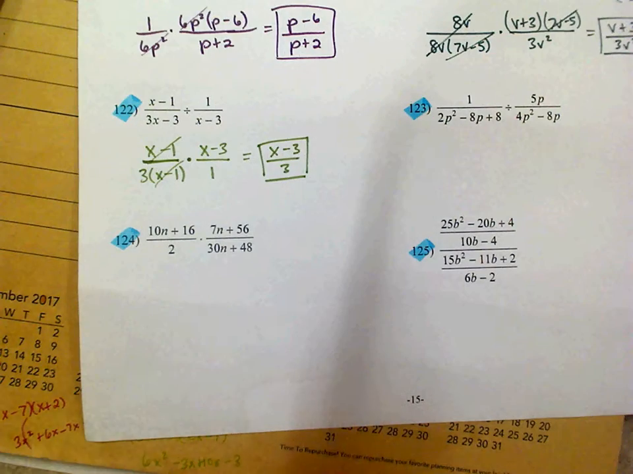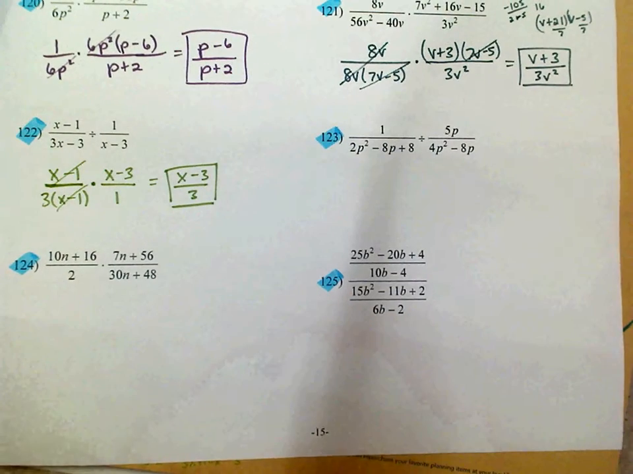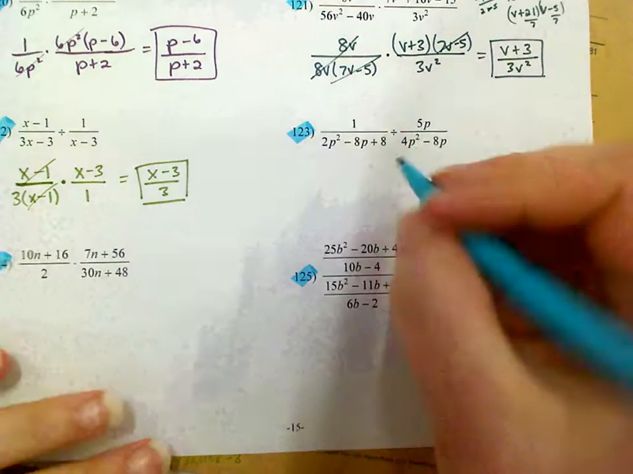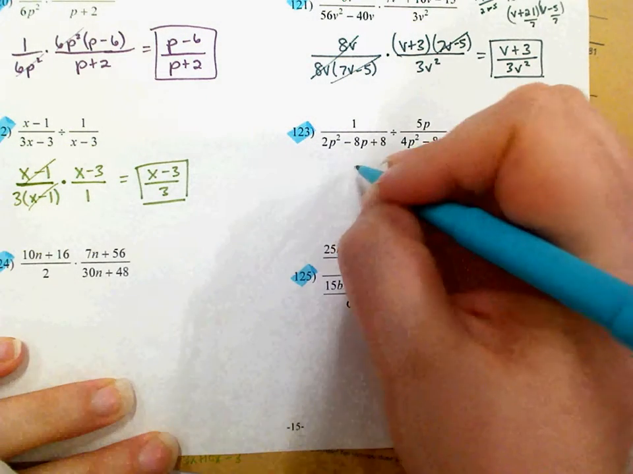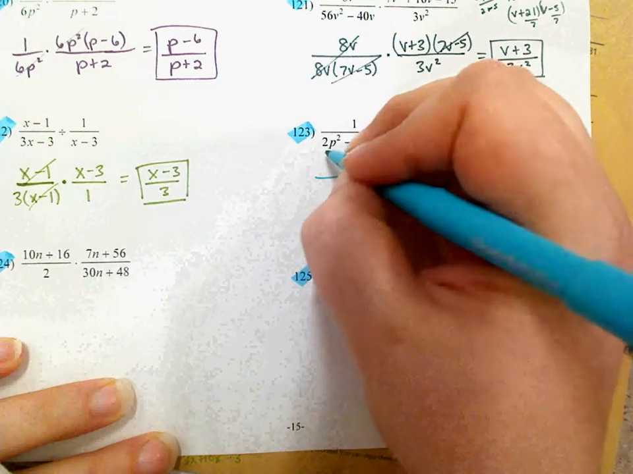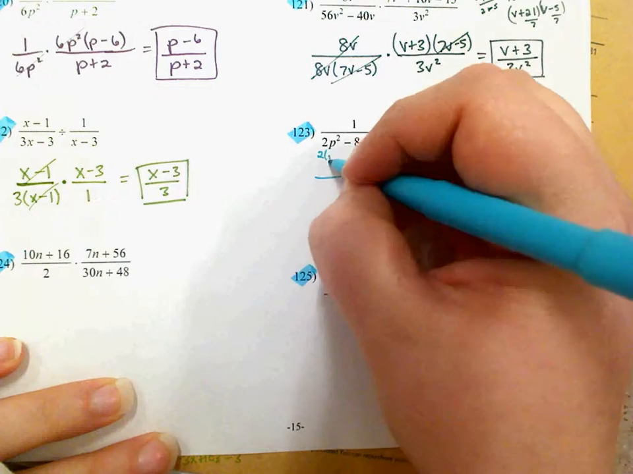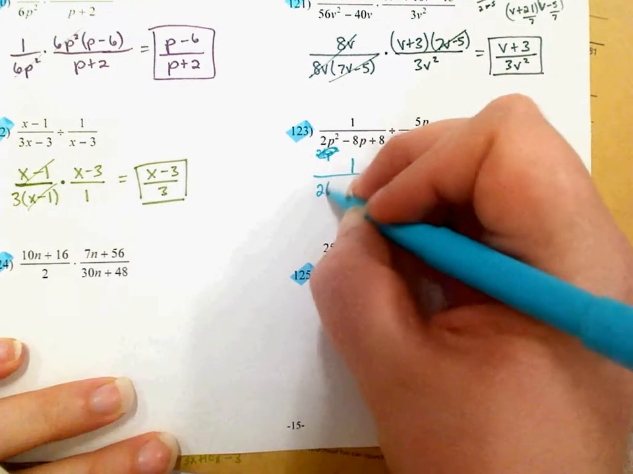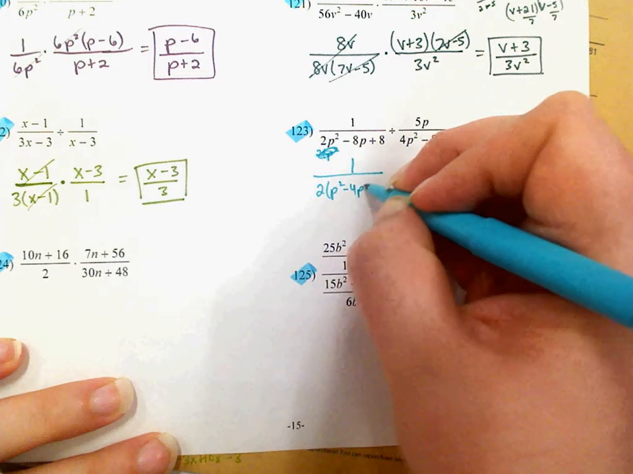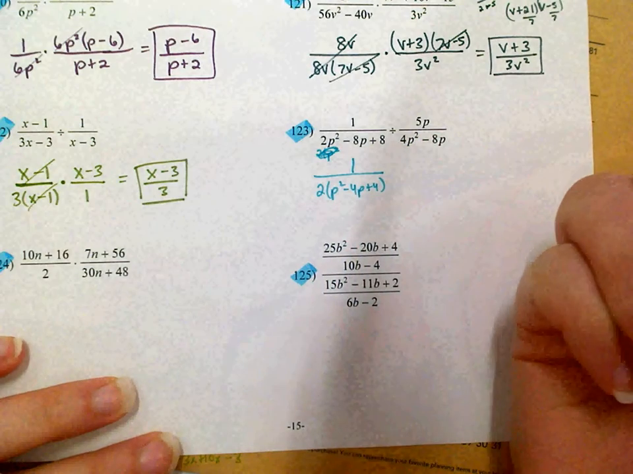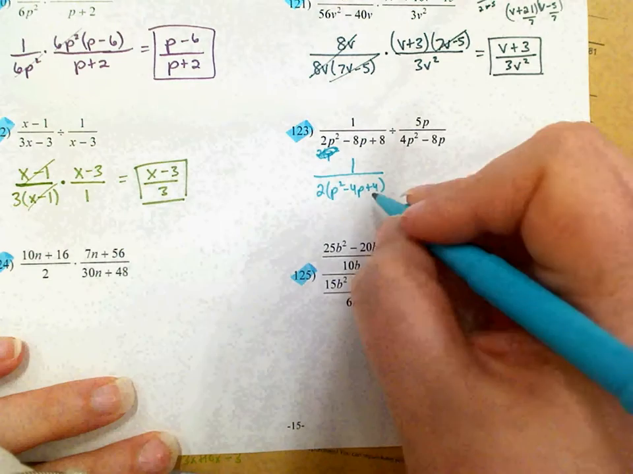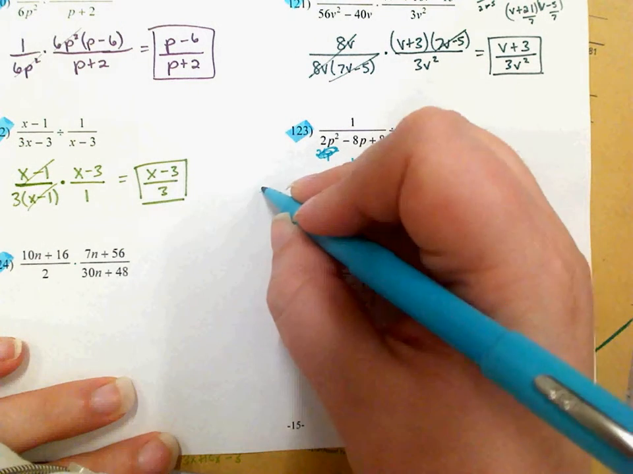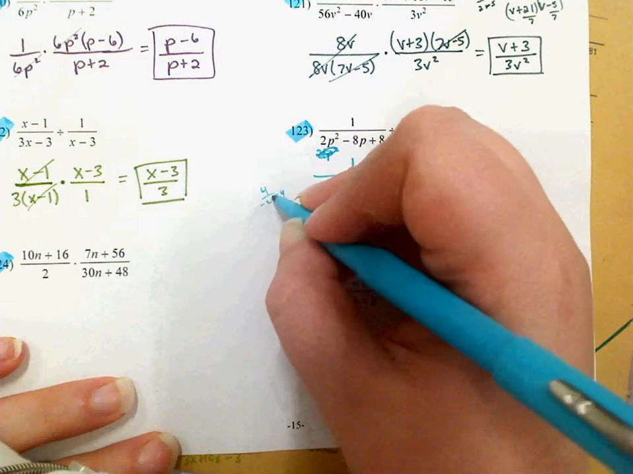On 123, I noticed that the denominator here is actually divisible by 2, so I'm going to factor out 2 right quick and see what I can do. 2 times p squared minus 4p plus 4. And then if I can further factor that, then I will. The factors of 4 that add up to negative 4 are negative 2 and negative 2. So it's actually p minus 2 times p minus 2.